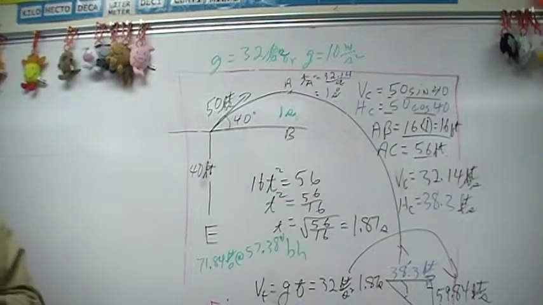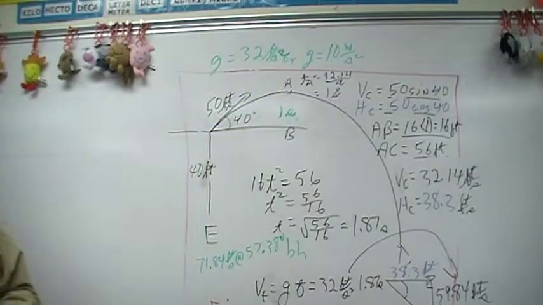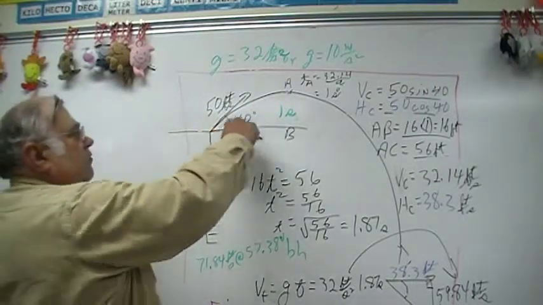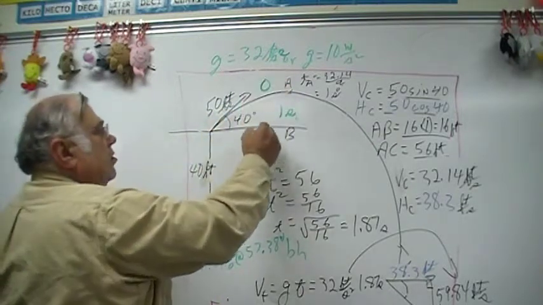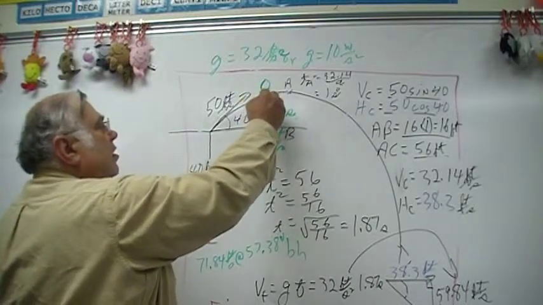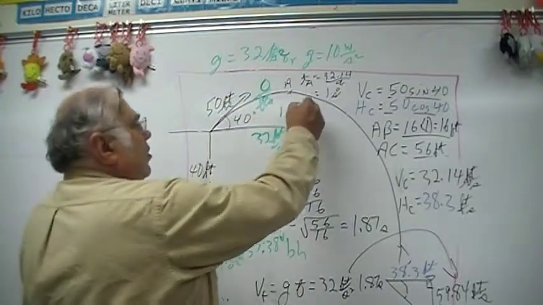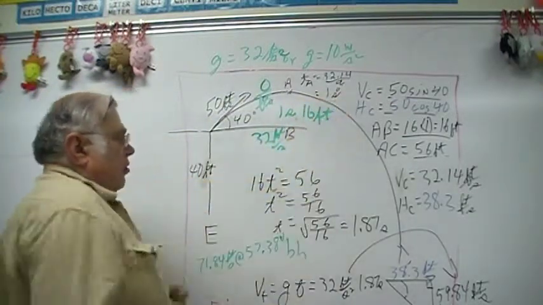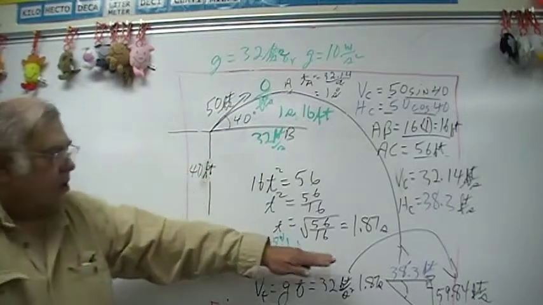And then we need to find that distance. Since right here it was going 32 feet per second, up here it's going 0 feet per second. The average of those two is 16 feet per second. For 1 second makes this 16 feet here. You add that to the 40 feet, and you get this total distance here.